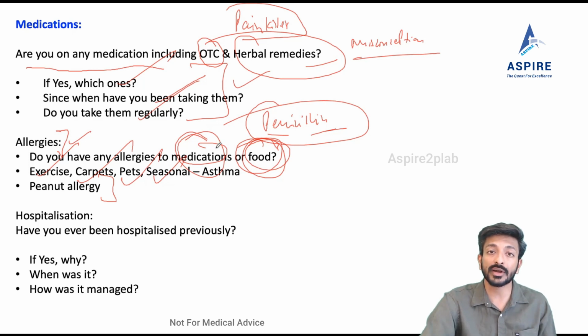If you miss this point, it's going to be devastating for us. It's going to affect our marking very badly, because if you're giving penicillin to someone who is allergic to penicillin, that is a big blunder. So be very, very careful.